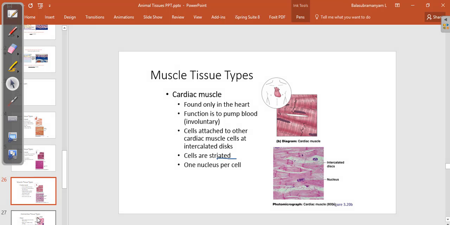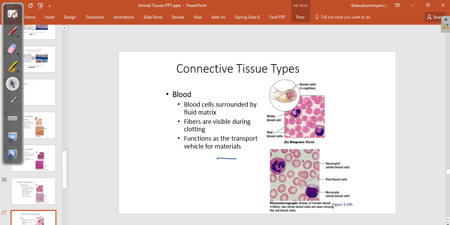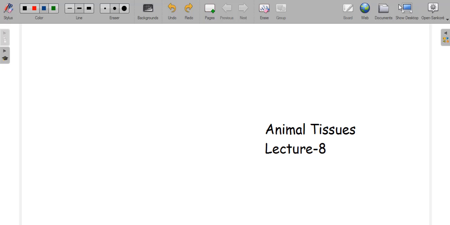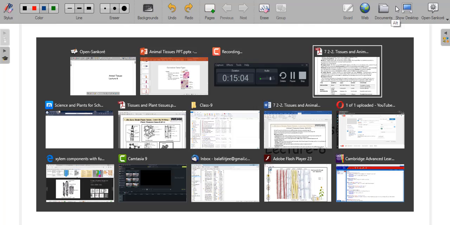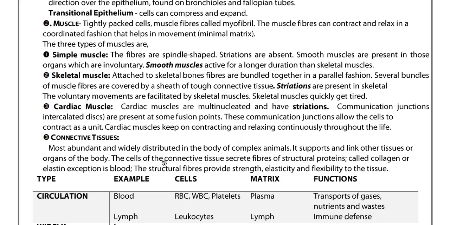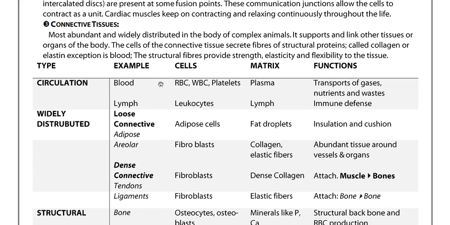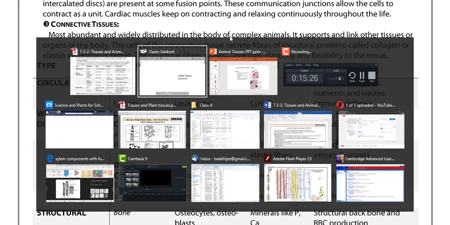Now we'll continue with the connective cells. The connective cells cover most regions of the body, we can say, and they have a lot of functions where they are able to carry proteins and matrix, and they can even be seen in the elasticity and flexibility regions of the body.